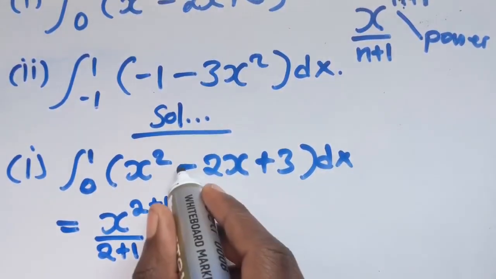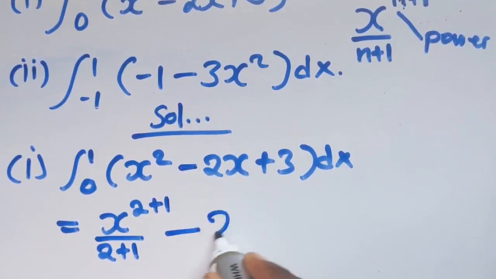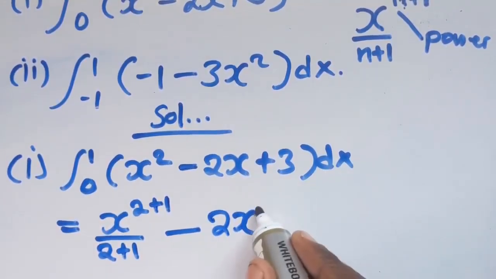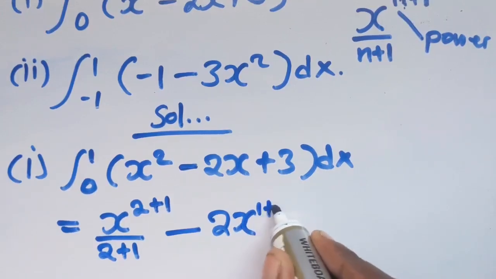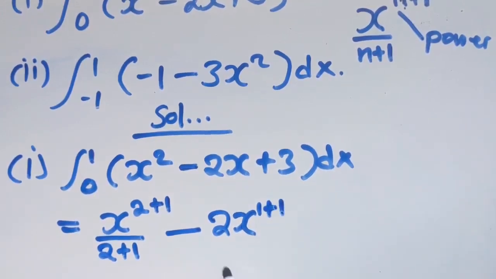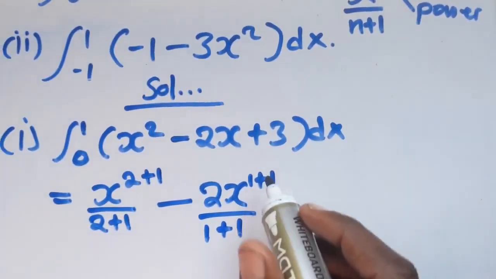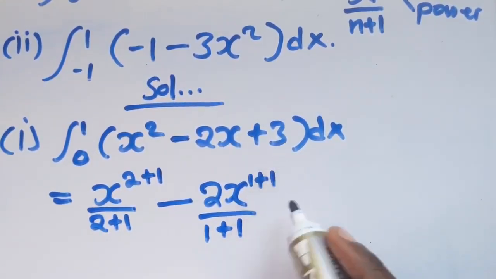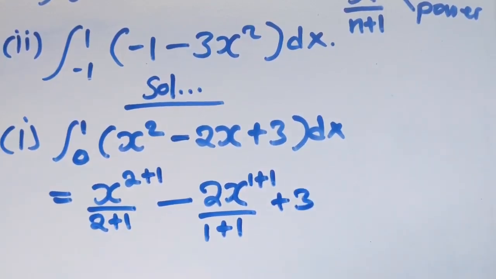We continue. There is a negative, so we say minus 2x. We copy what we have. This is power 1, it is already power 1, but we add 1 to say plus 1, then over 1 plus 1. That is what we are supposed to do. Then here we have plus 3. That is what we have there.